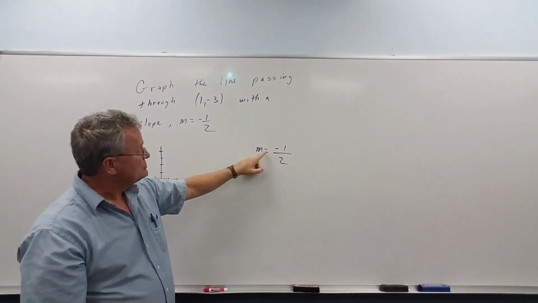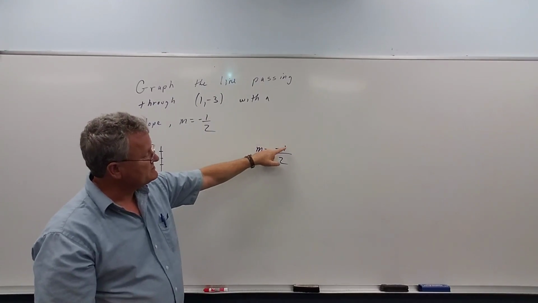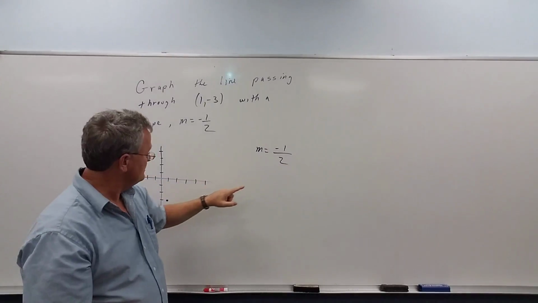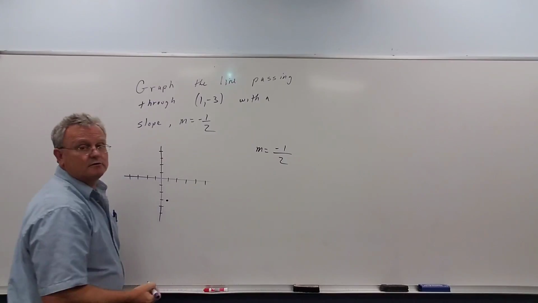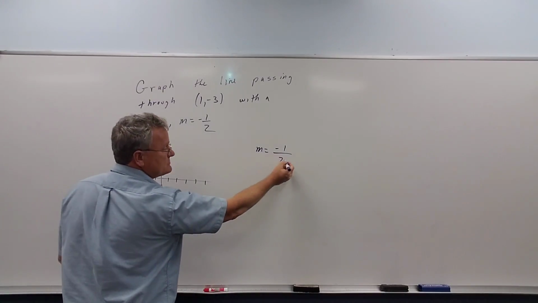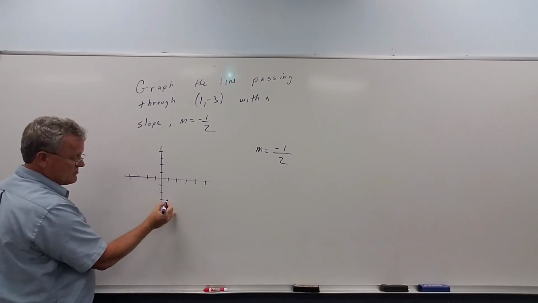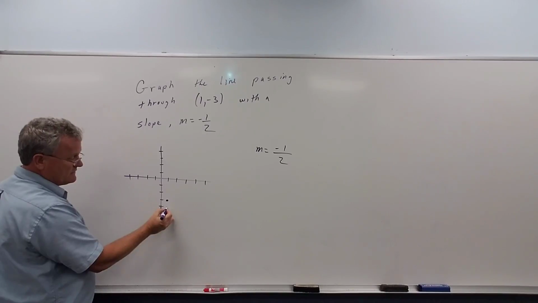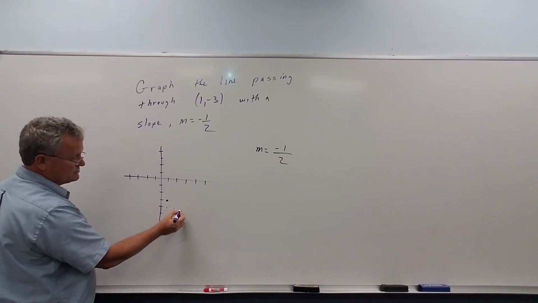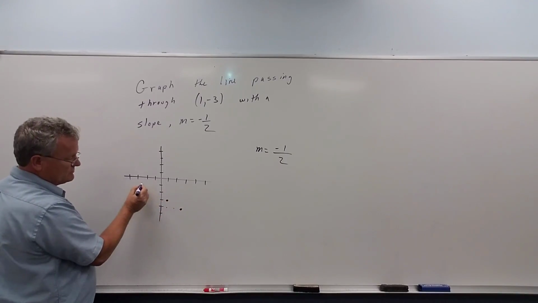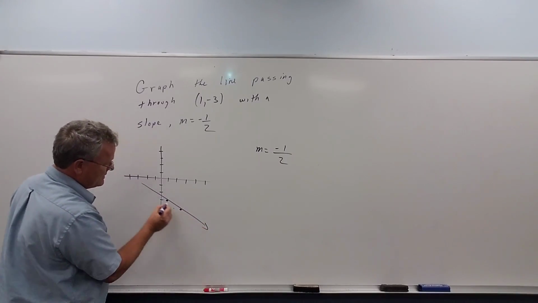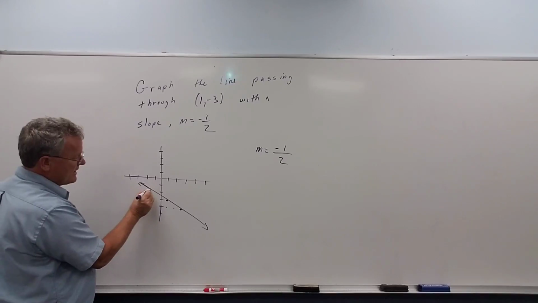So given that the slope is -1/2, starting at this point, we go down 1 because it's negative, and to the right 2. So I go down 1 and then over 2. 1, 2, lands me right there. Connect the 2 points, and there's our graph.